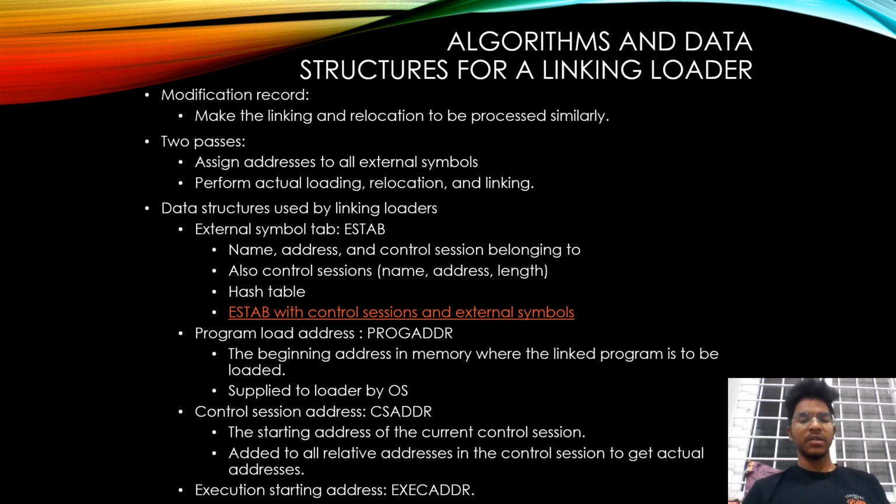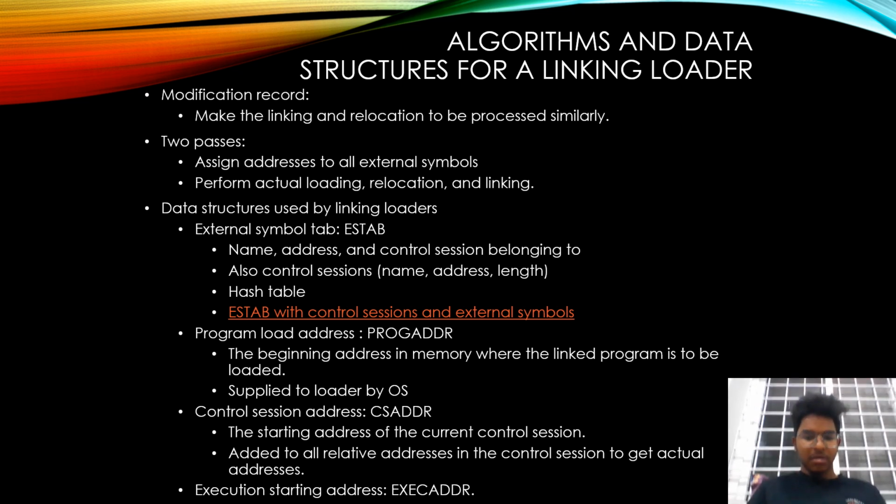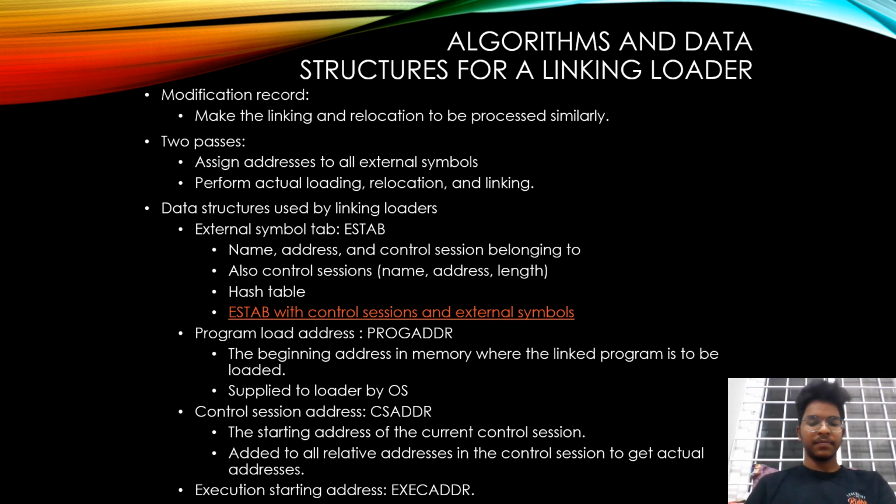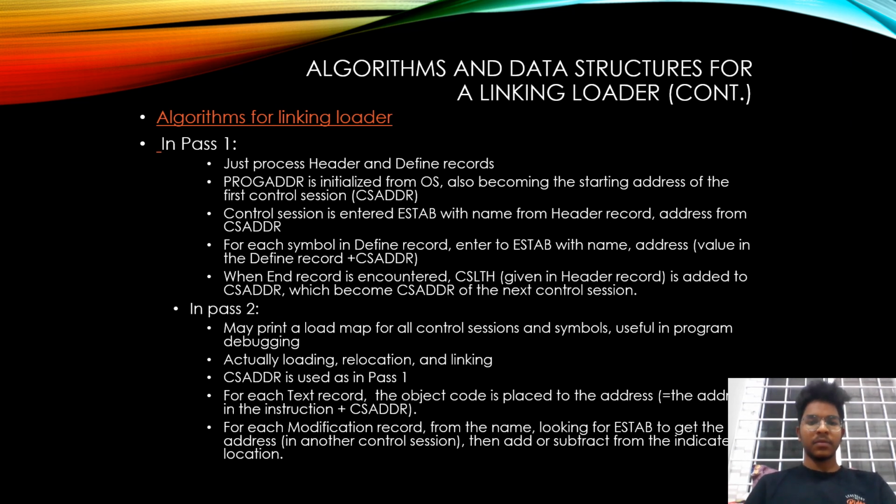Control section address, CSADDR, is the starting address of the current control section, added to all relative addresses in the control section to get an actual address. Execution starting address, EXECADDR. Algorithms and data structures for the linking loader, continued.